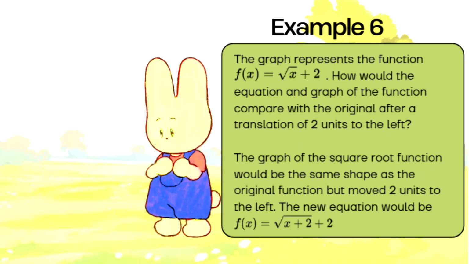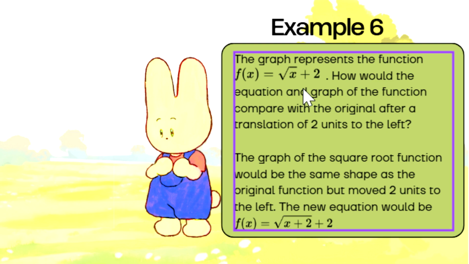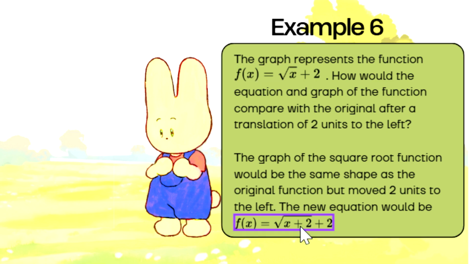That's all that says. This is what the new formula would look like. So you'd still have your plus 2 from before, but underneath the square root, you'd also have a plus 2, because we shifted left, which is opposite, 2 spaces.